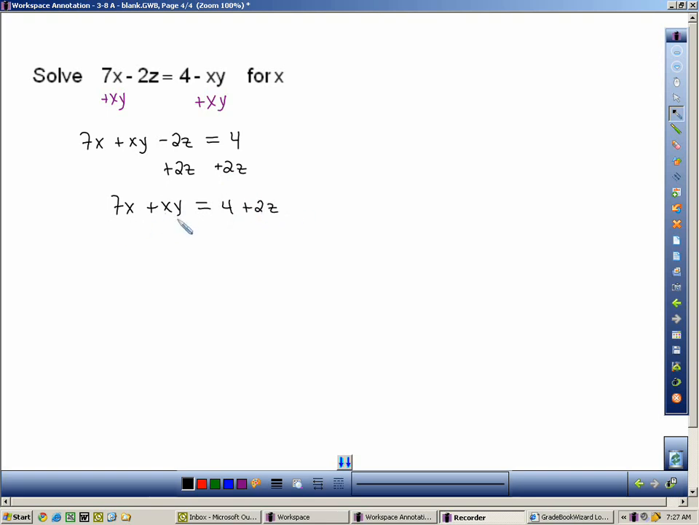Cannot combine those, like I said before, but they do have a common factor of an x, so I can factor that out as a GCF, leaving behind a 7 plus y. And now, since 7 plus y is being multiplied, I can eliminate it with division. So my x is isolated, and it equals 4 plus 2z over 7 plus y.